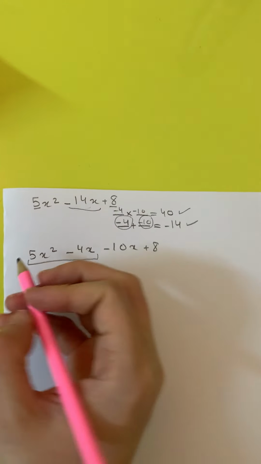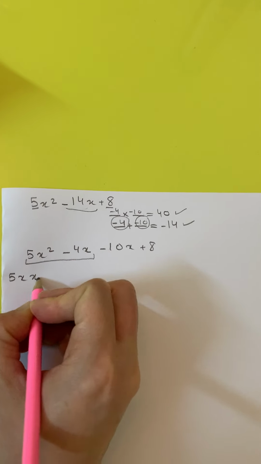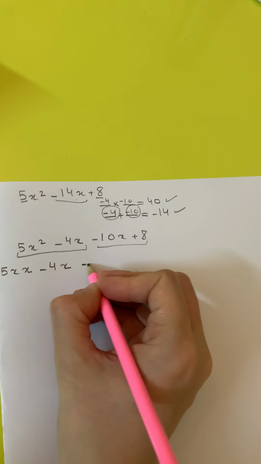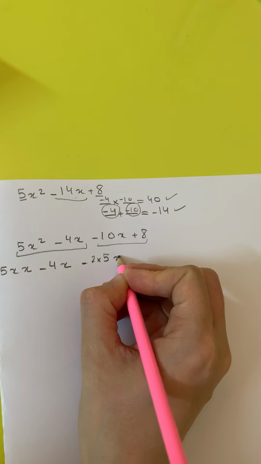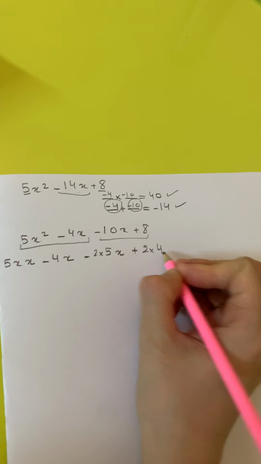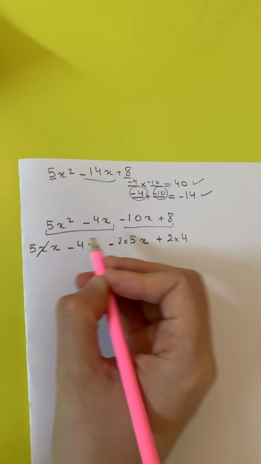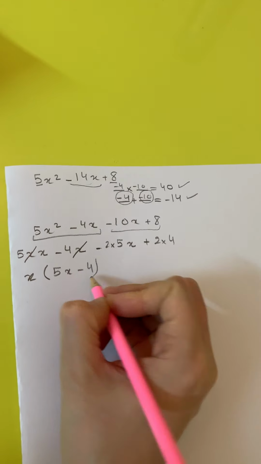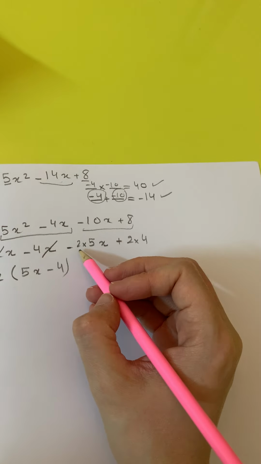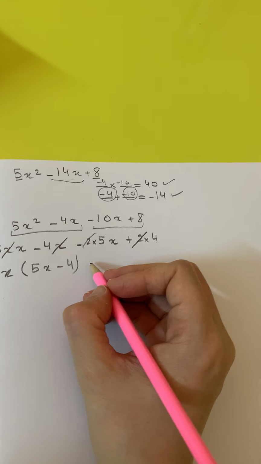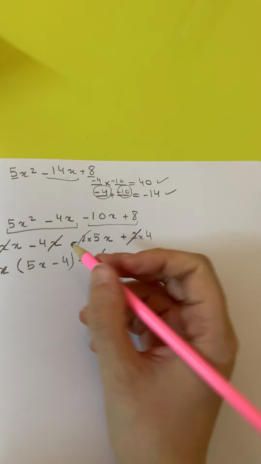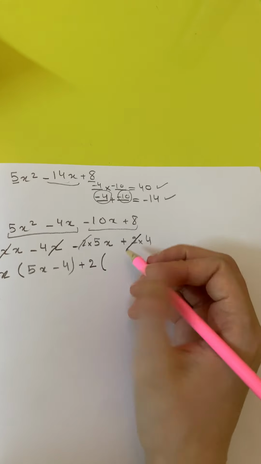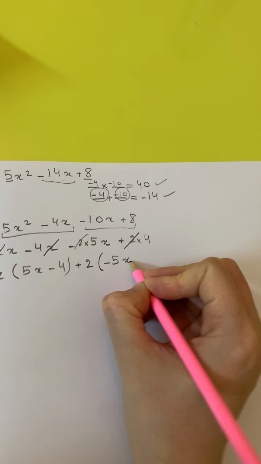Let's factor this one. This is 5x times minus 4x. And this one, it's negative 2 times 5x plus 2 times 4. Now here the common is x and x. You put it outside. And 5x minus 4 is inside. Here, the common is only 2 and 2. So you put 2 outside. Now what if what is inside is negative 5x plus 4? Negative 5x plus 4.